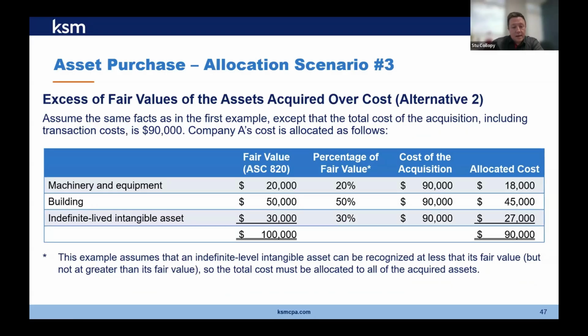Whereas under scenario 3, we have included the intangible asset as an eligible asset. So you've included it here, you've included it in your percentage of fair value, and you've multiplied it by the cost of the acquisition to get back to your allocated cost. So you're able to write down intangible assets here. But based on scenario 1, when intangible assets are included and you've paid more, you are not able to write them up.